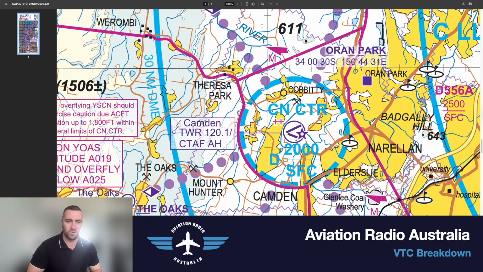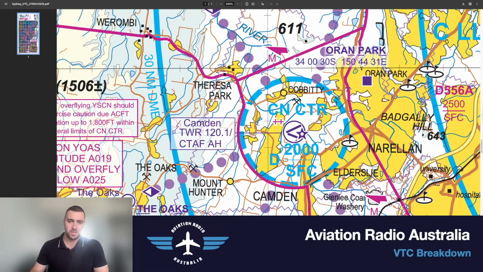We could get a map out and measure it, but we're not going to go into that much detail. At a radius of about 3 miles around Camden Airport, there is a broken blue line here, and you can see the letters CN. Camden's airport code is YSCN, or CN for short, and then the letters CTR, which is shorthand for Camden Control Zone. Okay, so this is a controlled aerodrome right here, and the control zone is the blue circle around it.